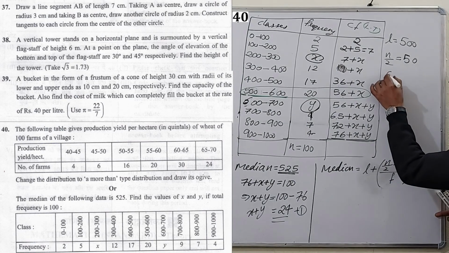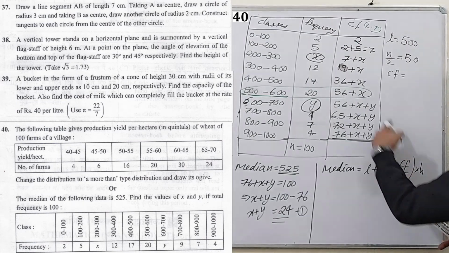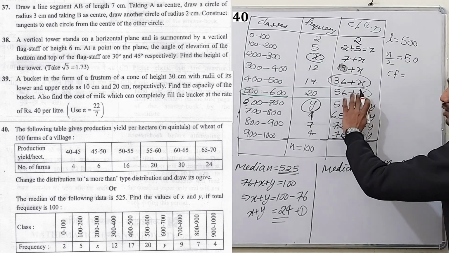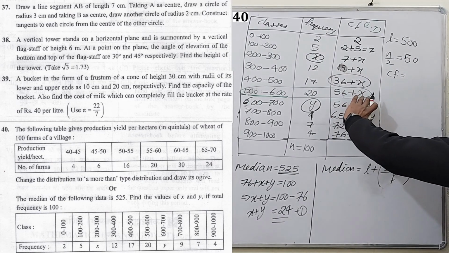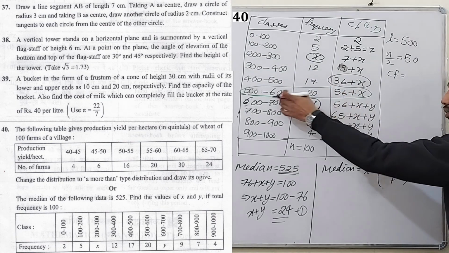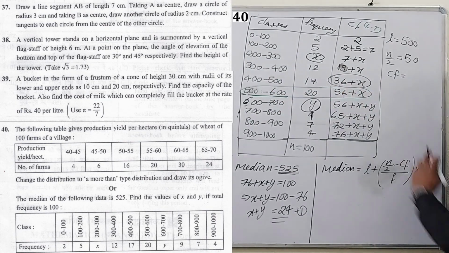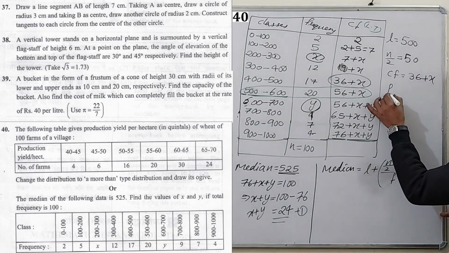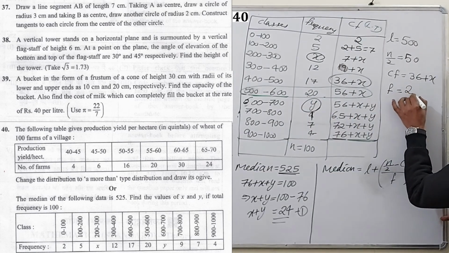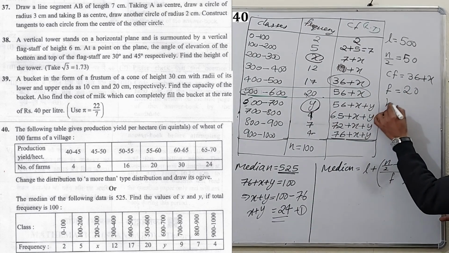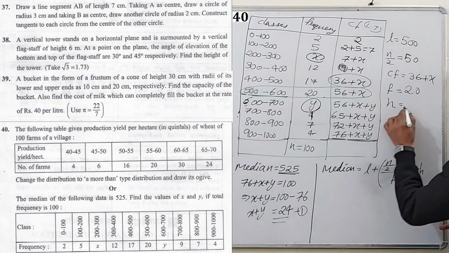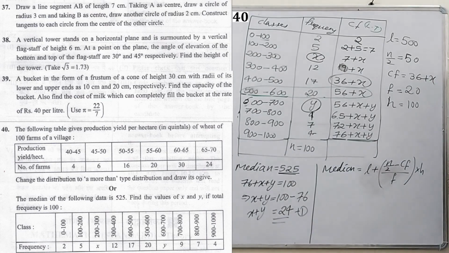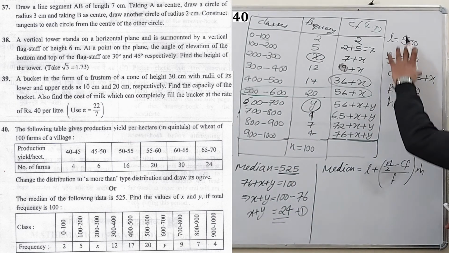Then CF is the cumulative frequency of the class preceding the median class, not the cumulative frequency of the median class. That is equal to 36 plus x. Then F is the frequency of the median class, that is 20. And H is the size of the class, that is 100, because overall the size of the class is 100. Okay. Then just substitute those values here.